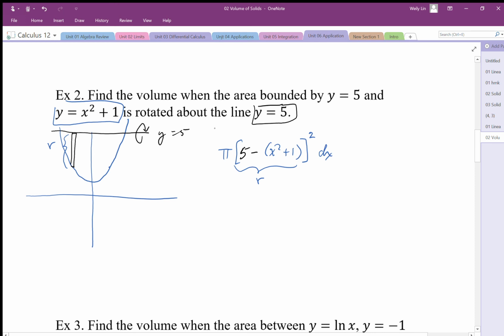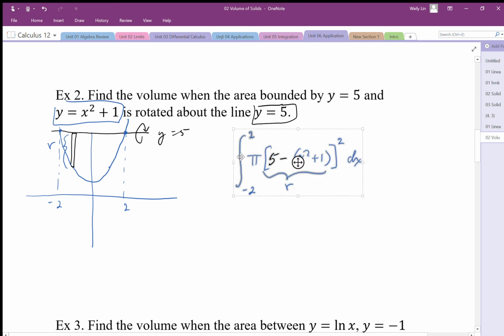And then I want to integrate all those slices when I rotate them and multiply by pi, I'm going to get all those discs. And I want to integrate from this point here to this point here. So I've got to figure out what those coordinates are. Where these intersect, where y equals 5, x equals -2 and +2. So I'm going to integrate from -2 to +2. So all this calculates my volume.